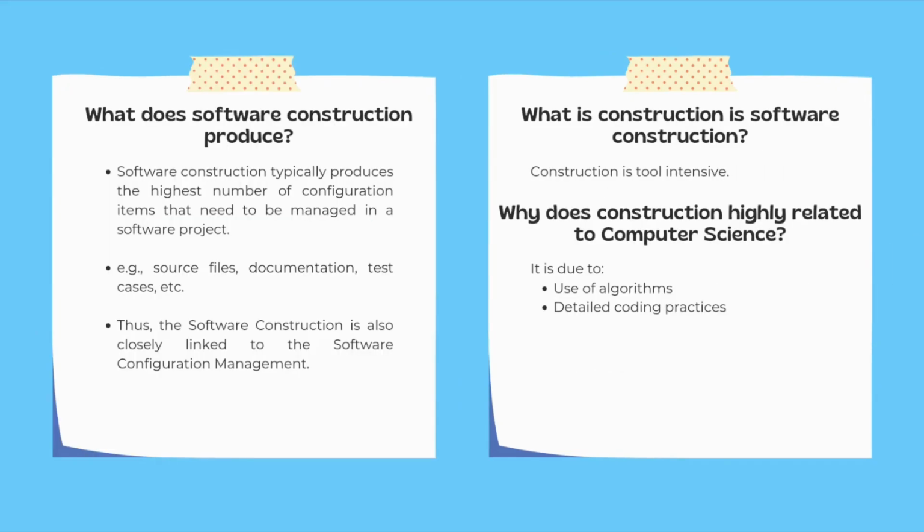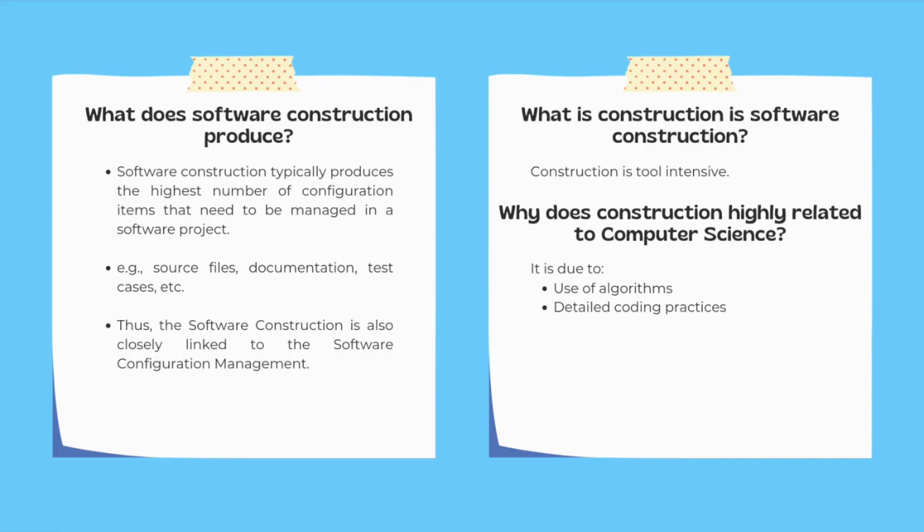What does software construction produce? Software construction typically produces the highest number of configuration items that need to be managed in a software project, for example, source files, documentation, test cases, and so on. Thus, software construction is also closely linked to software configuration management.